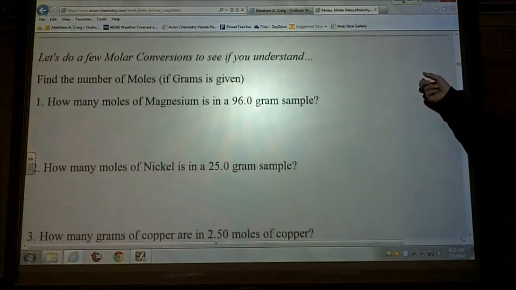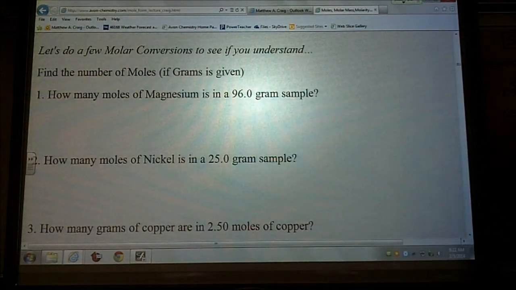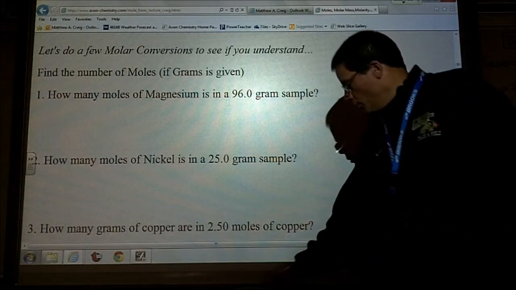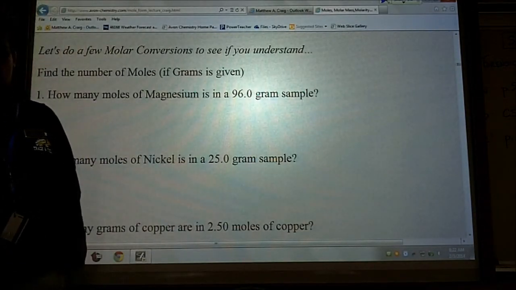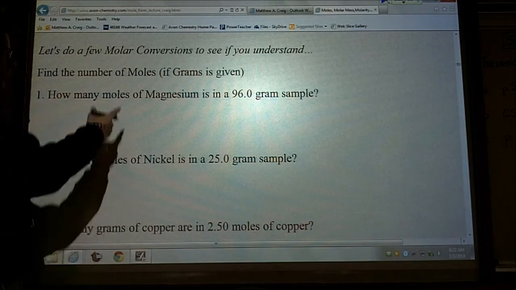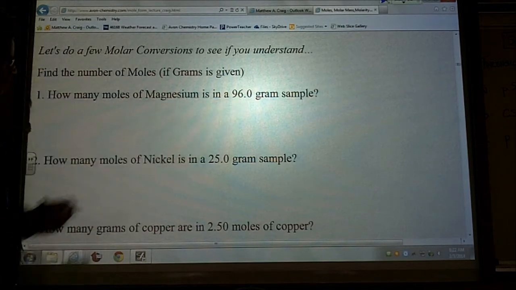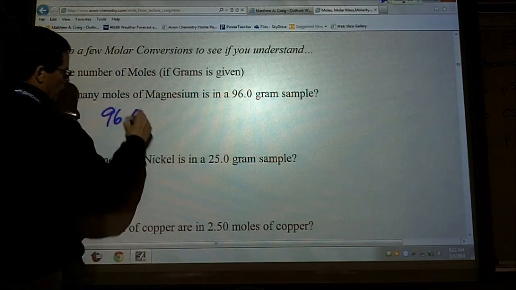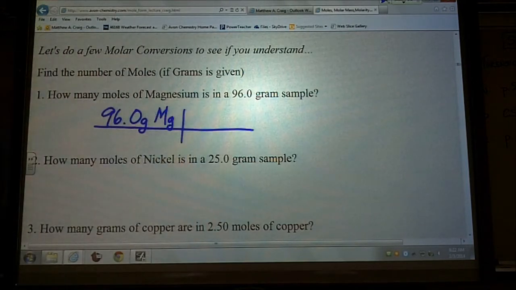So let's do some more conversions here to see if you understand. So the first question asks, how many moles of magnesium are in a 96-gram sample of magnesium? So remember back when we did dimensional analysis or factor labeling, what do you always start with? The information that's given. What's given in this? Actually, two things. Yeah, magnesium, but more importantly, 96 grams. So we start off with 96 grams of magnesium. Okay. Are we looking for grams of magnesium at the end of this problem? No. The question asks for how many moles.